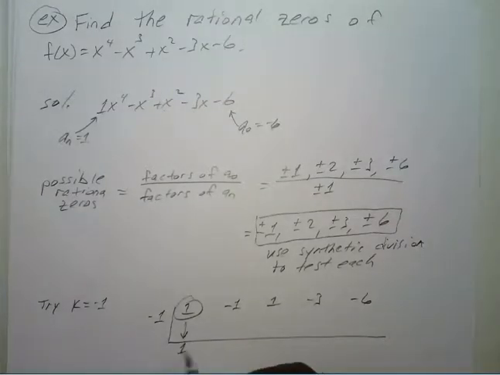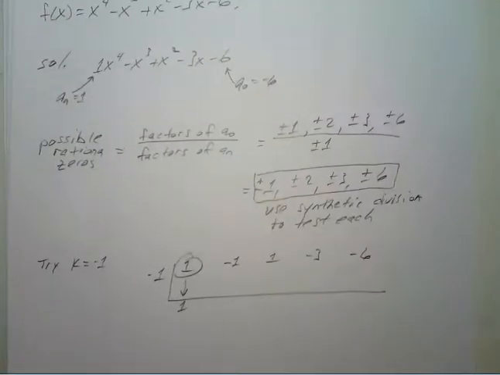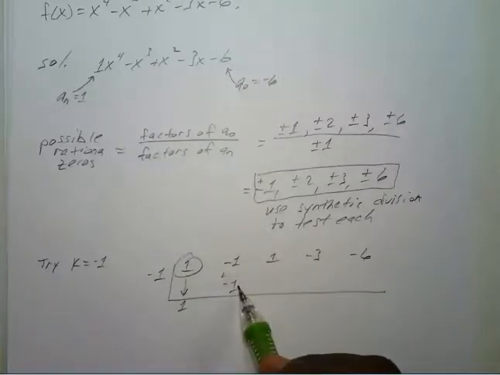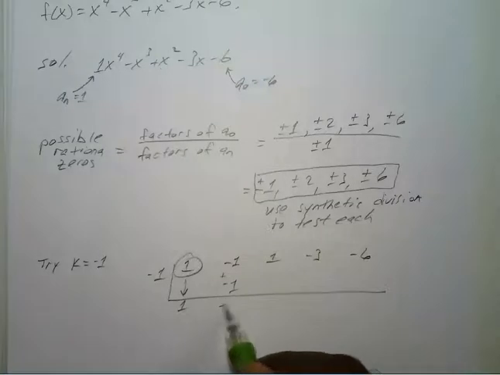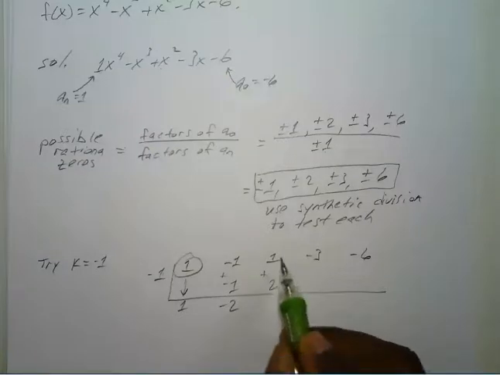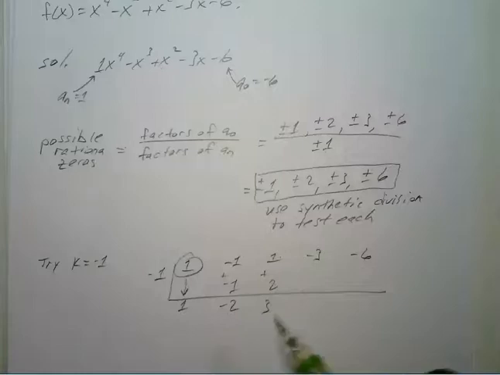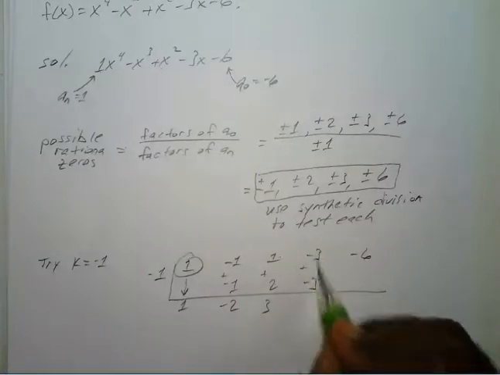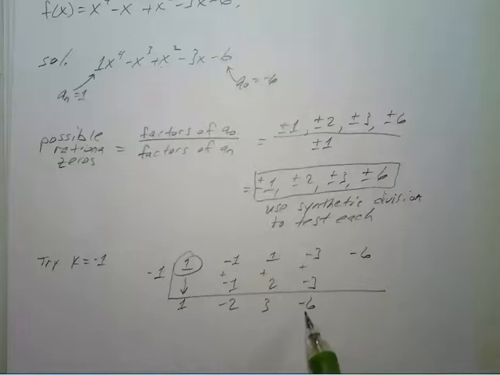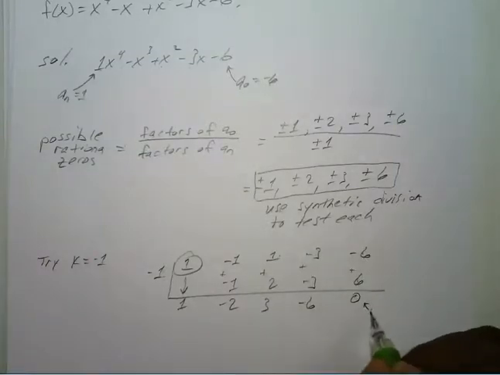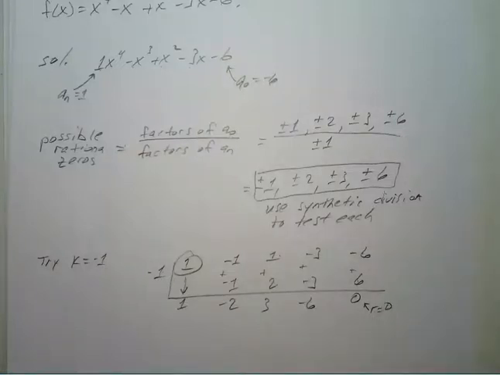Negative 1 times 1 is negative 1. We add these together: negative 1 plus negative 1 is negative 2. Negative 1 times negative 2 is positive 2. We add these together: 1 plus 2 is 3. Negative 1 times 3 is negative 3. We add these two together, so we get negative 6. Negative 1 times negative 6 is positive 6. We add these two together, and we get 0. So our remainder is equal to 0.